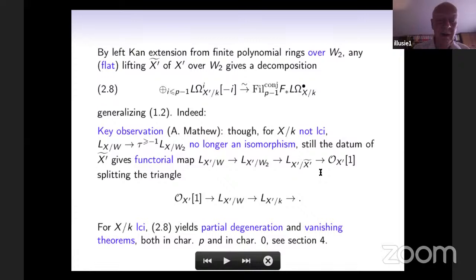So in fact, I'm really interested in the LCI case, where this sort of observation maybe is not needed. From this you get some partial degeneration of the Hodge to de Rham spectral sequence, and also Kodaira-type vanishing theorems, both in characteristic p and characteristic zero. I will briefly talk about that in section four.